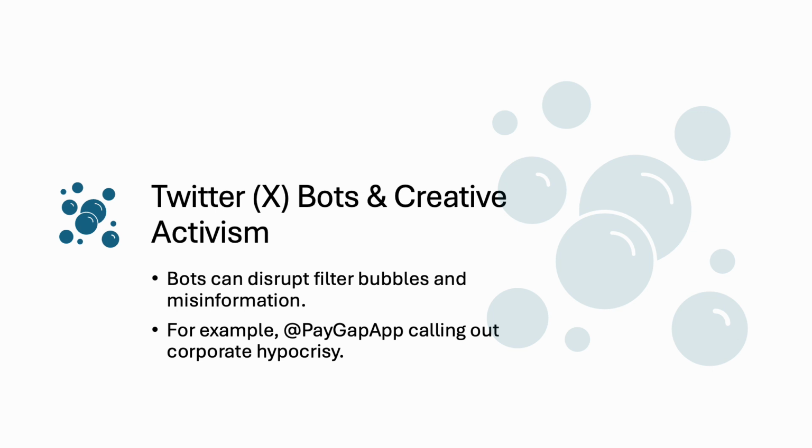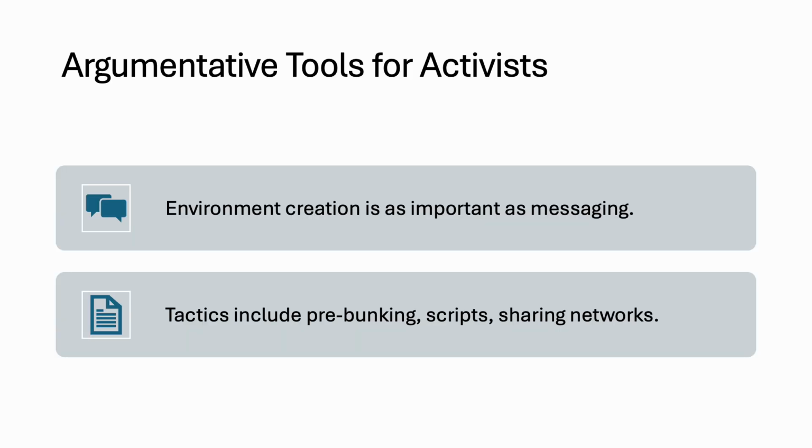Consequently, activists have embraced bots to shift discourse. For example, the Pay Gap app exposing gender inequality to bots that confront hate speech. These tools change environments, not just messages. Generally speaking, activism must go beyond compelling arguments to constructing the right digital environment for those arguments to be heard. Think of it as gardening. You can't grow persuasion in toxic soil.